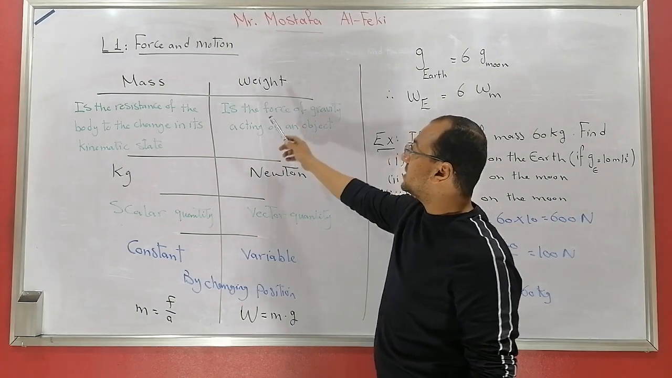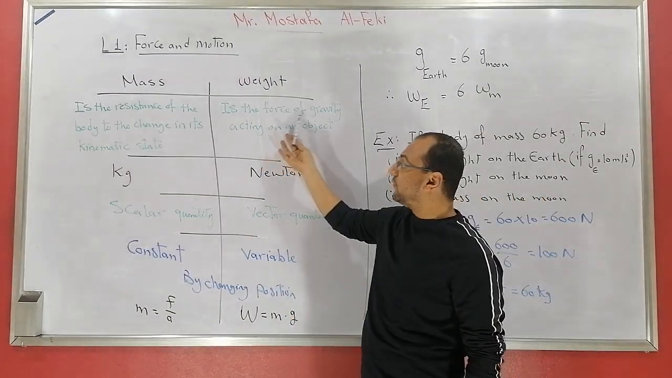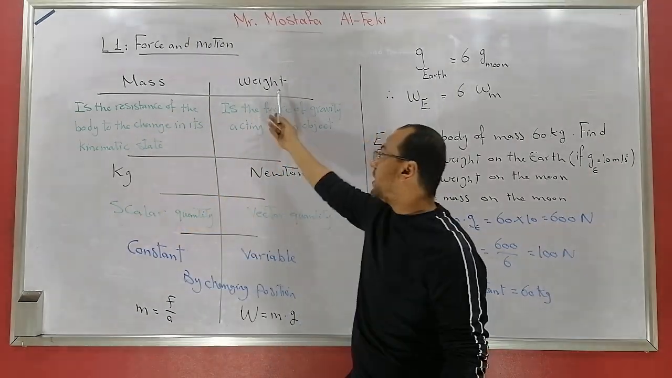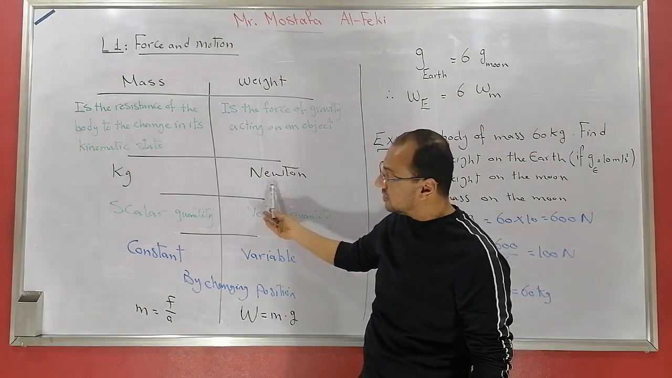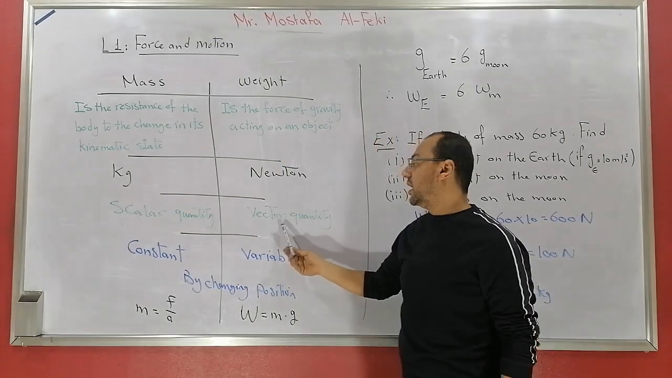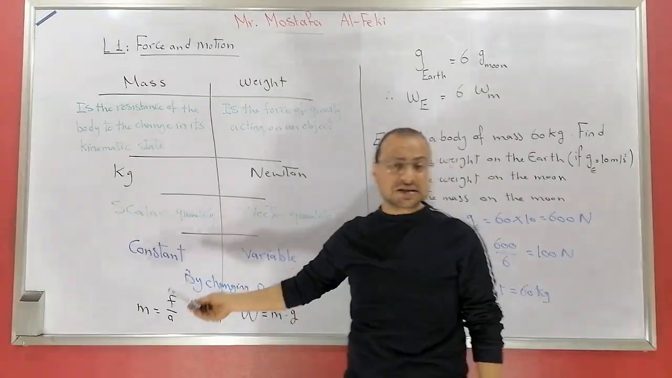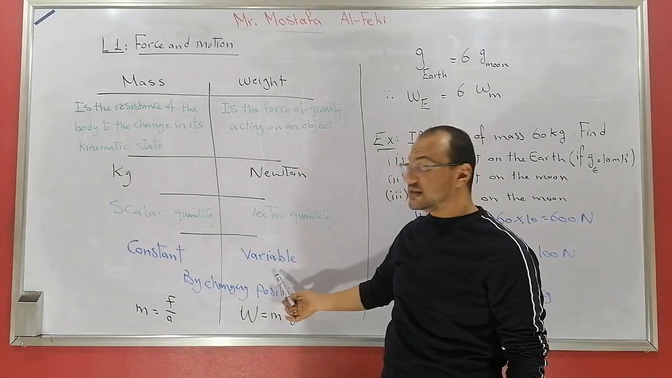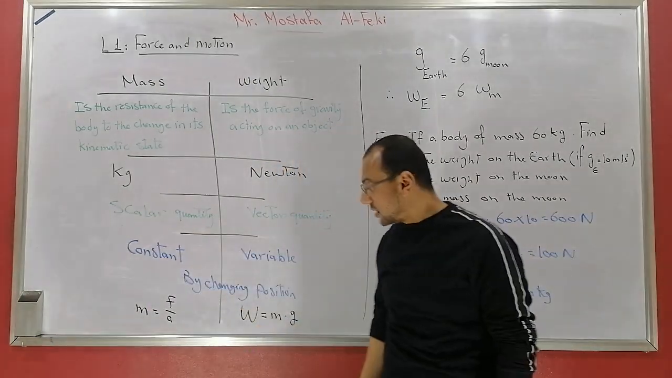While the weight is the force of gravity acting on an object. Mass is measured by kilogram, the unit of measuring. Weight, as it is a force, is measured by Newton. Mass is a scalar quantity, it has no direction. Weight has a downward direction, so it is a vector quantity. Mass is constant when changing the body position, while the weight is variable.